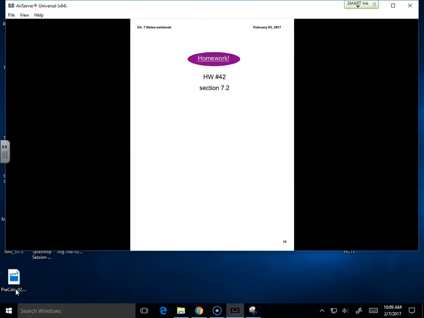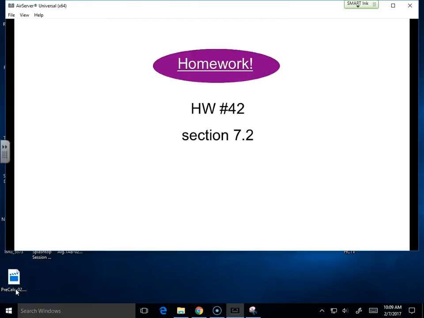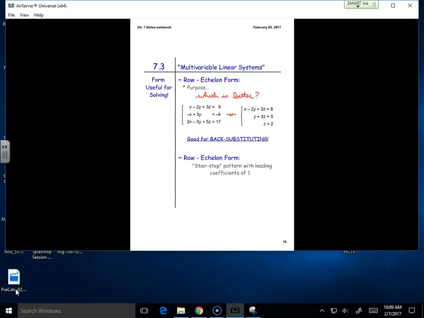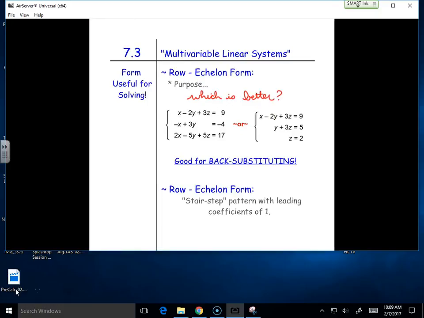All right, cool kids. With that, we are done with section 7.2. Homework on 7.2 is due tomorrow. But what else does our board say our goal is today? Start 7.3. Ooh, we have X's and Y's and Z's.